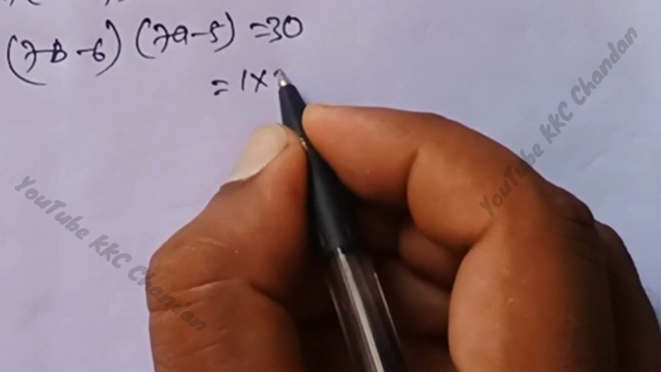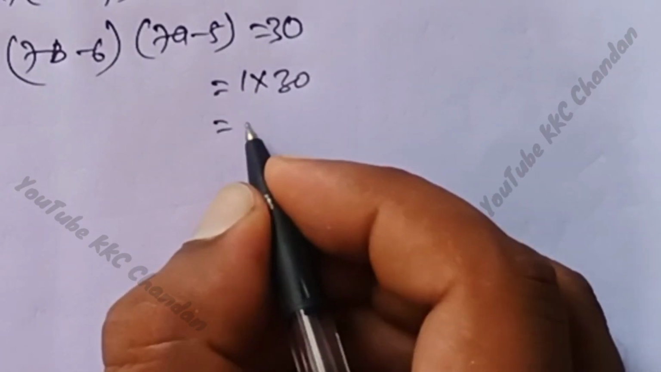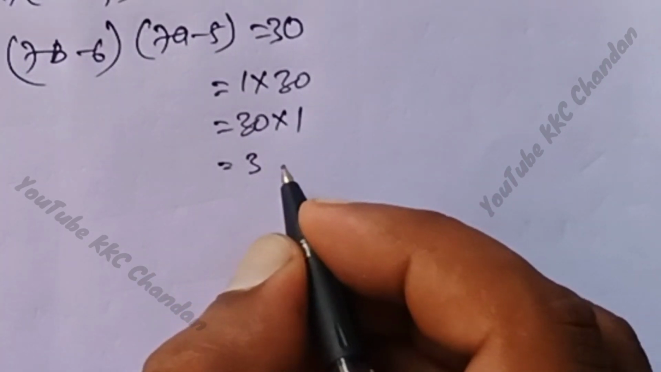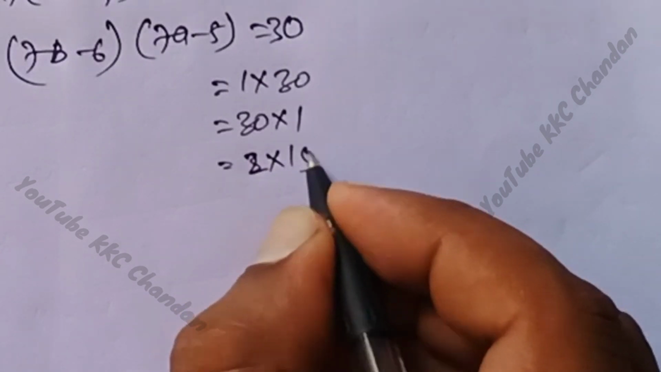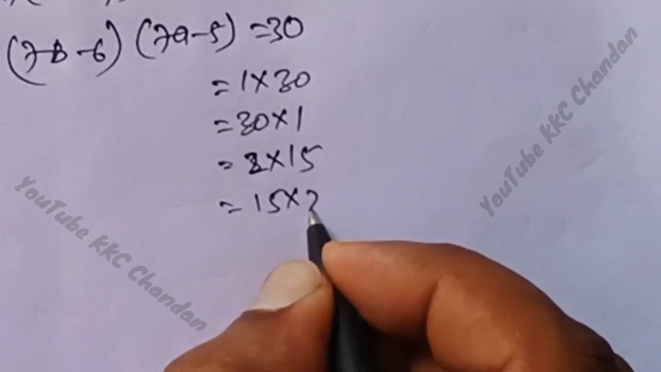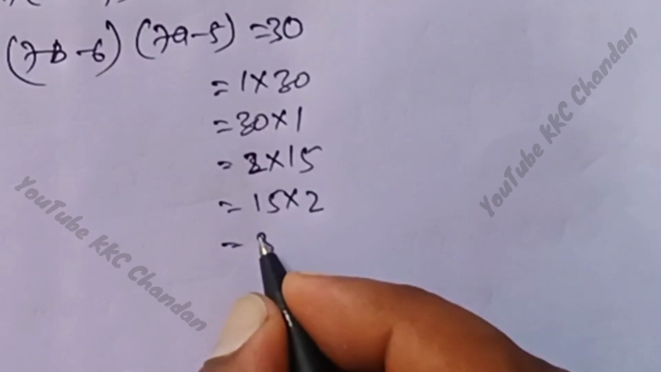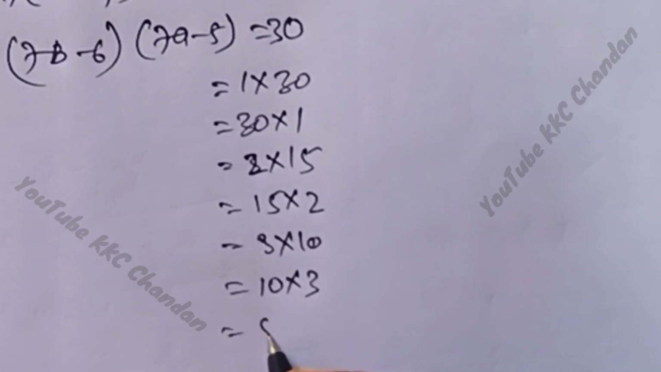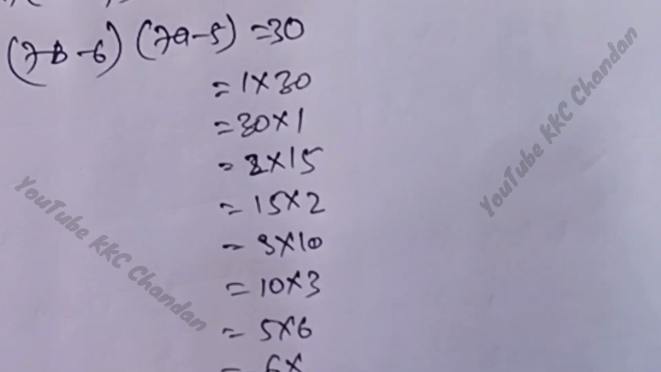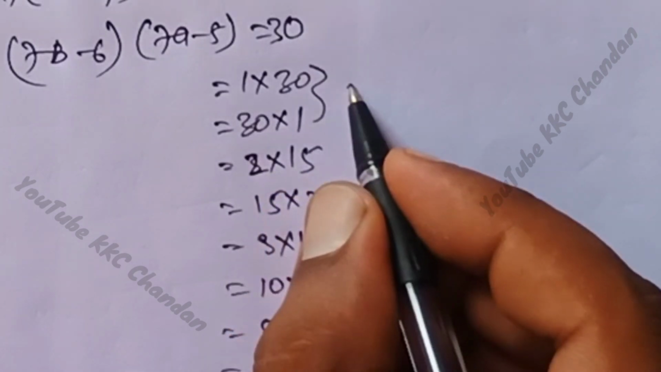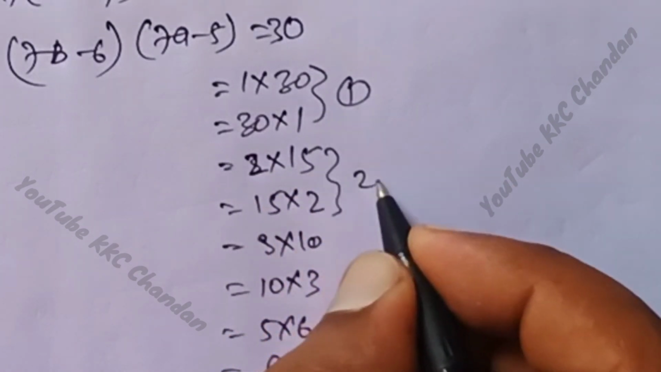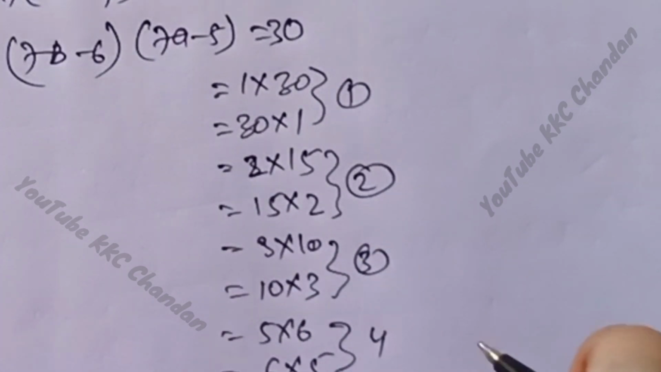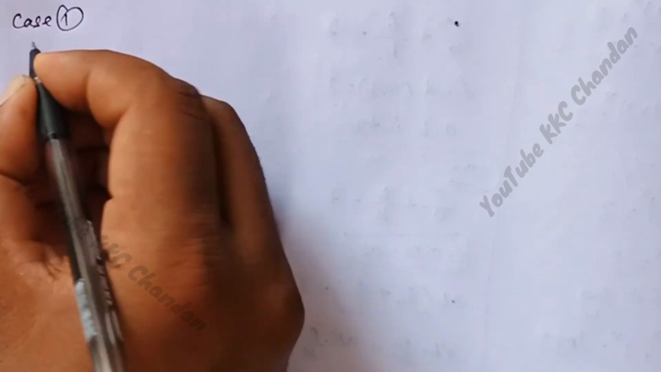First, 1 into 30. Second, 30 into 1. Third, 2 into 15, 15 into 2. 3 into 10, 10 into 3. 5 into 6, 6 into 5. This is the first case, this is the second case, this is the third case, this is the fourth case. Let's start by solving the first.